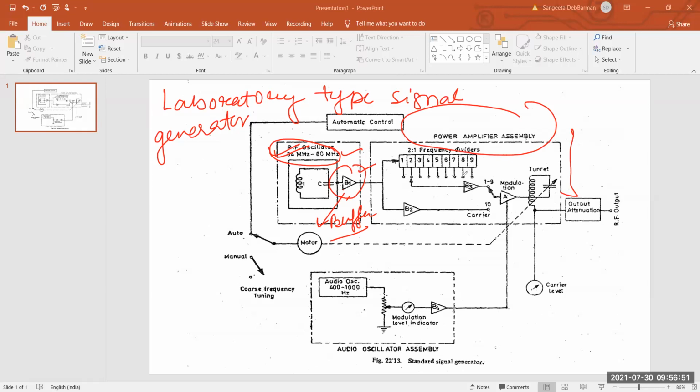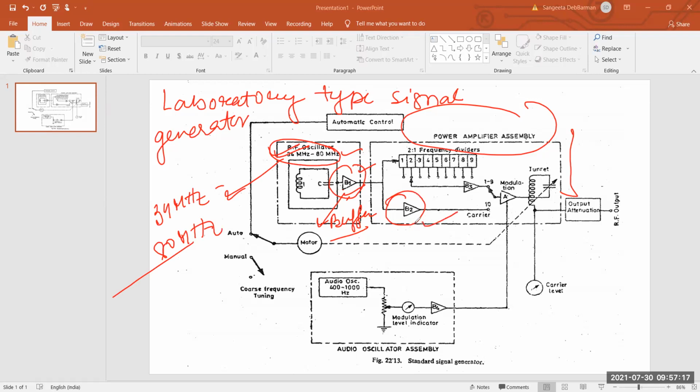On the highest frequency range, which is written here in the RF oscillator, that is 34 megahertz to 80 megahertz. This is important. 34 megahertz to 80 megahertz is the highest frequency range. The RF output then passes to another buffer amplifier. So one buffer amplifier is B1, the second buffer amplifier is B2.